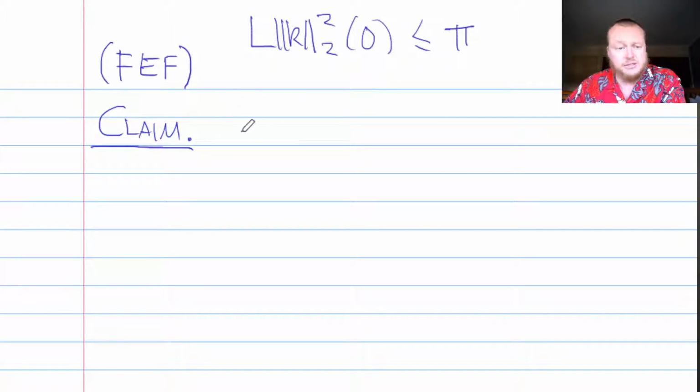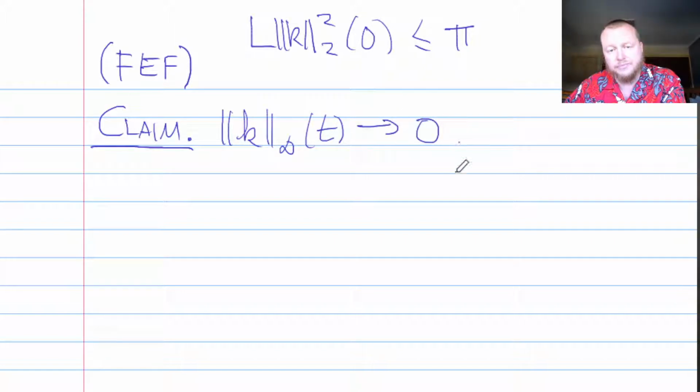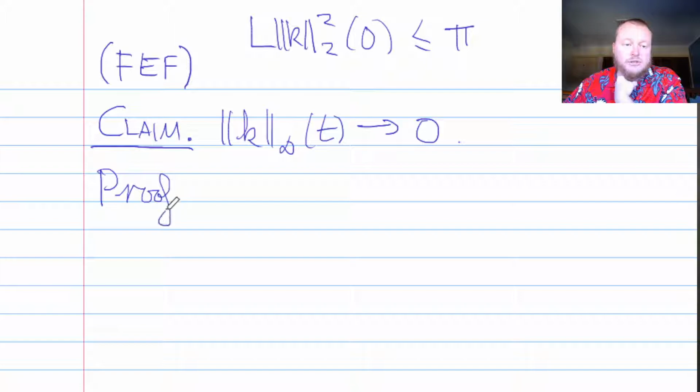The first claim is that we have the curvature in its supremum norm converging to 0. To do this, we are going to combine this curvature condition with the gradient flow structure of the free elastic flow. So the fact that it's a gradient flow becomes relevant again.